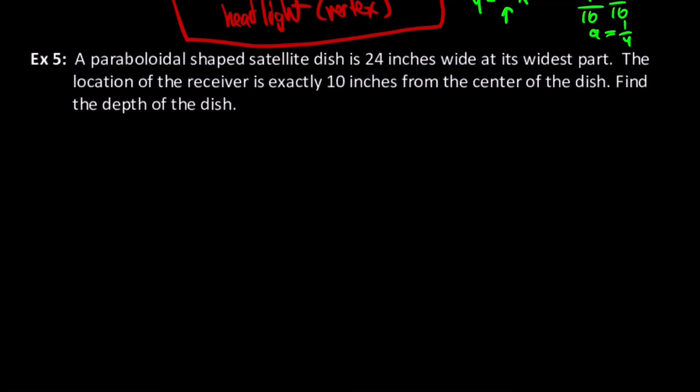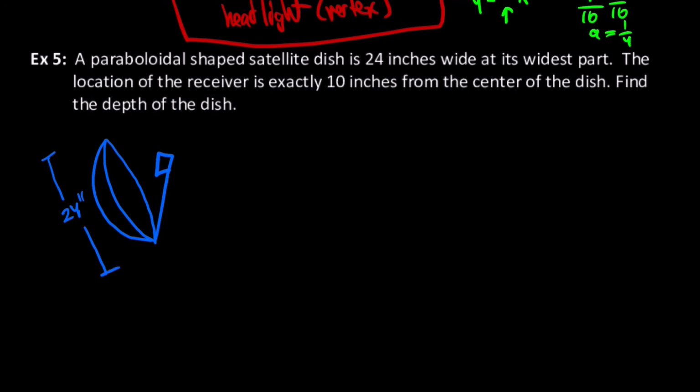All right, our last example. A paraboloidal shaped satellite dish is 24 inches wide at its widest part. The location of the receiver is exactly 10 inches from the center of the dish. Find the depth of the dish. So we got something that kind of looks like this. There's our satellite dish. And we've got this receiver that comes out like so. 24 inches wide would be that part of the dish there. And the focus is at the end of that receiver. And that distance to the back of the dish is 10 inches. The question wants me to find the depth of the dish. So that's this part right here.